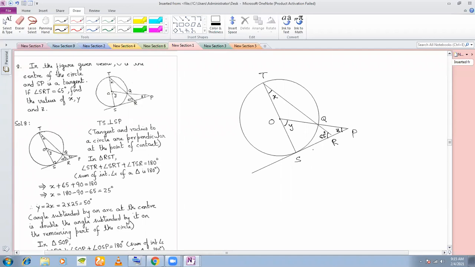If angle SRT is equal to 65 degrees, so this angle here is given to be 65 degrees. Find the values of x, y, and z. So these unknown angles are there, x, y, and z. You need to find out the values.